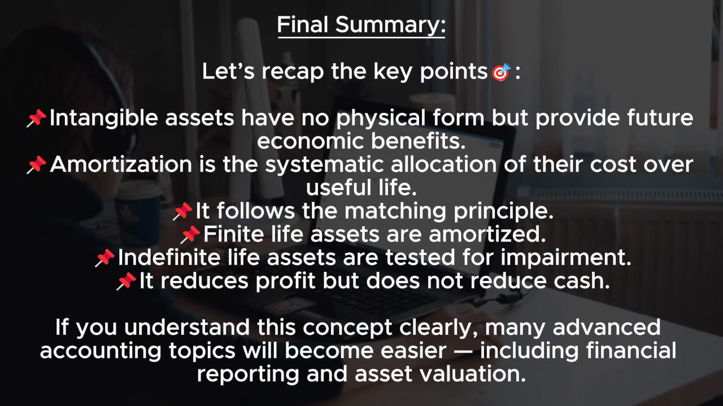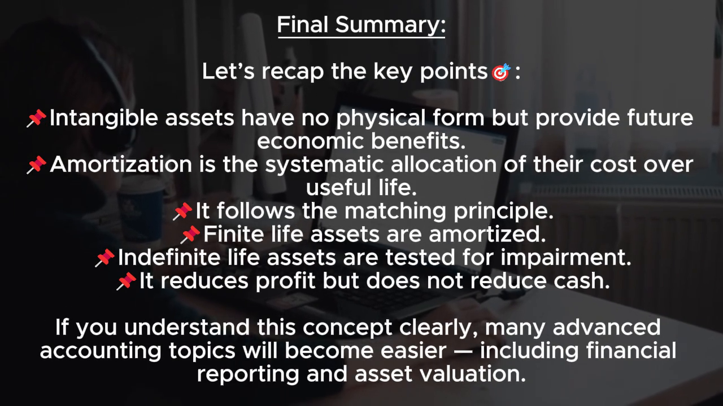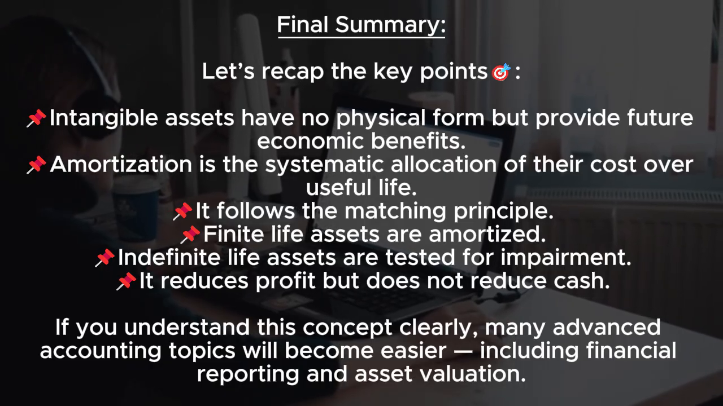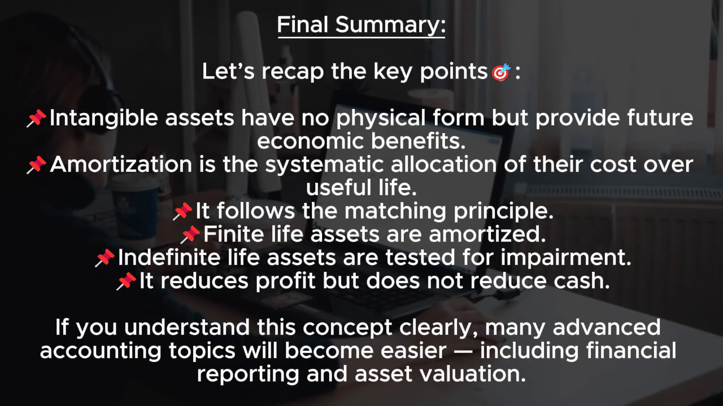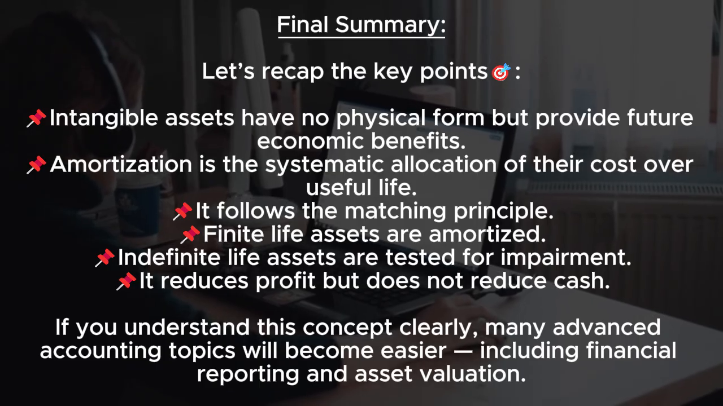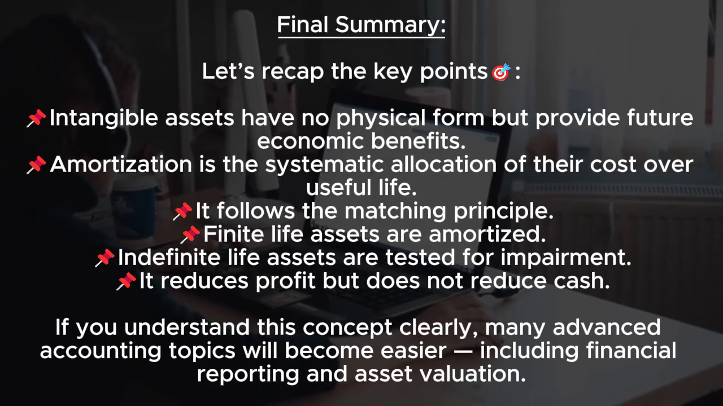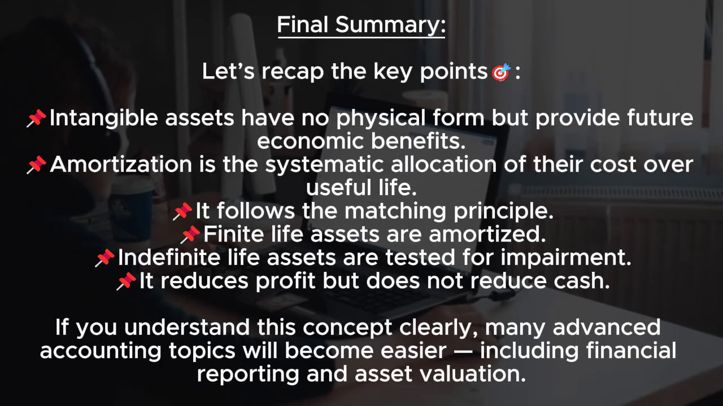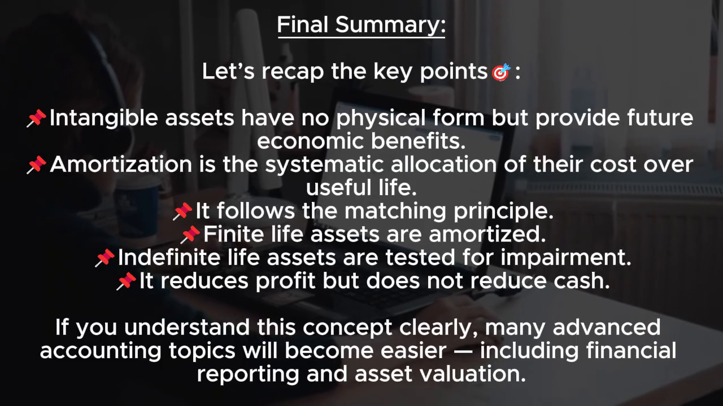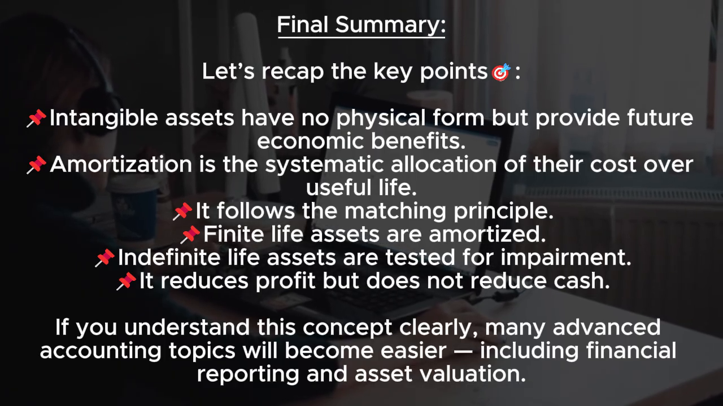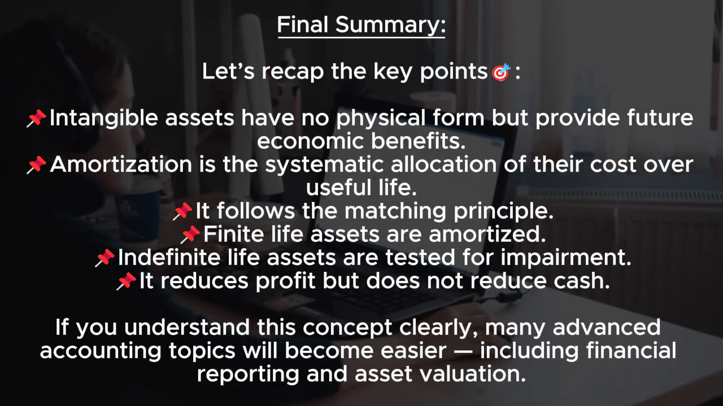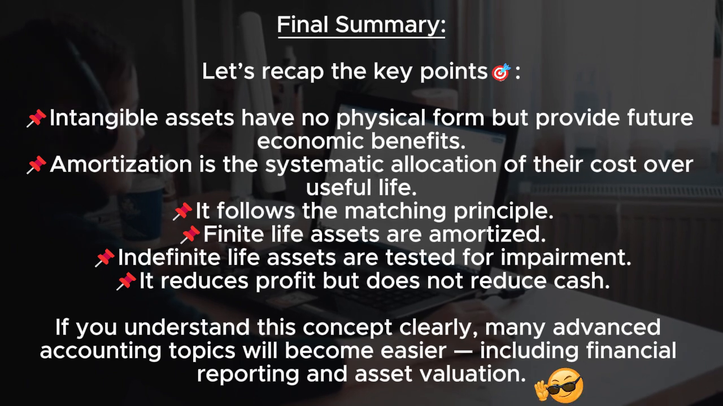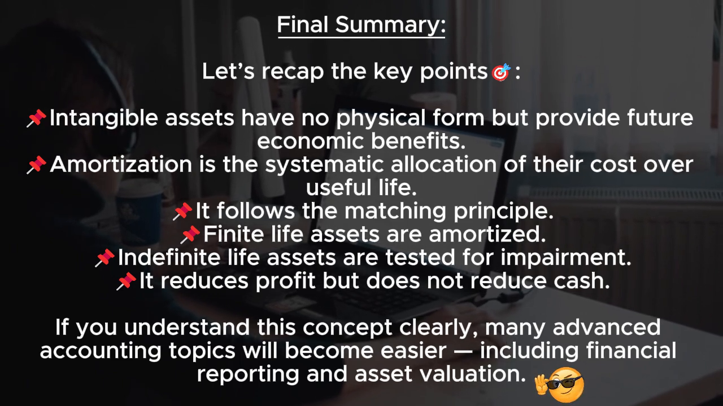Final summary. Let's recap the key points. Intangible assets have no physical form but provide future economic benefits. Amortization is the systematic allocation of their cost over useful life. It follows the matching principle. Finite life assets are amortized. Indefinite life assets are tested for impairment. It reduces profit but does not reduce cash. If you understand this concept clearly, many advanced accounting topics will become easier, including financial reporting and asset valuation.